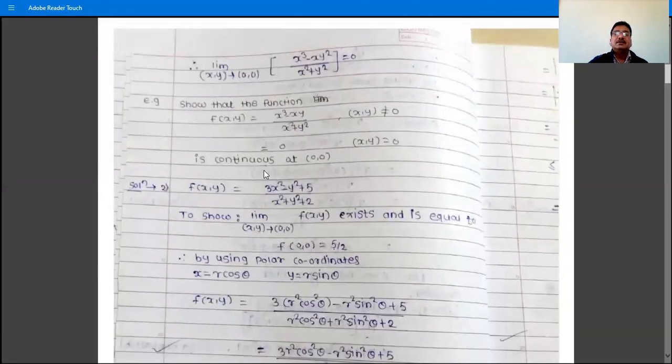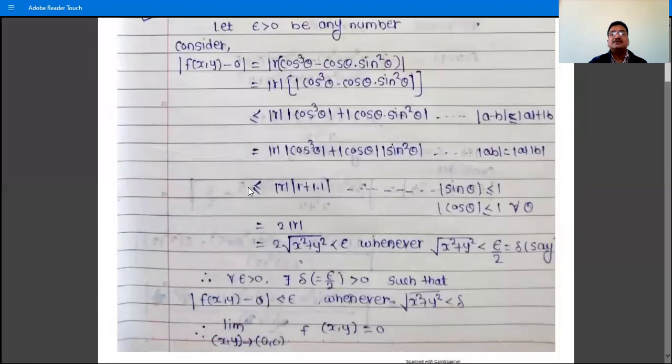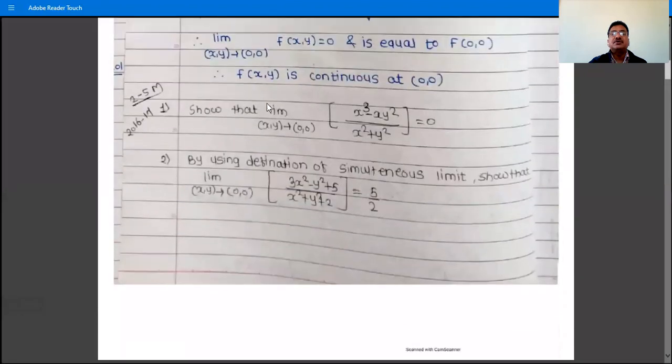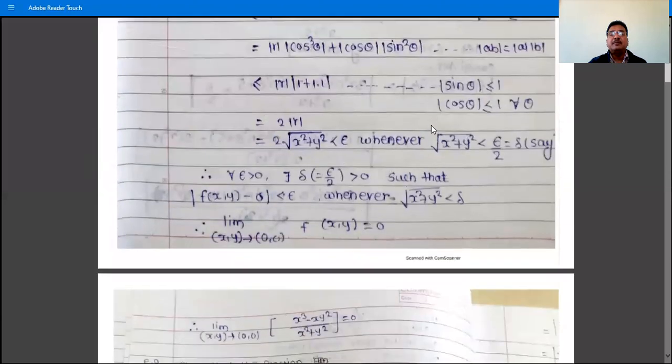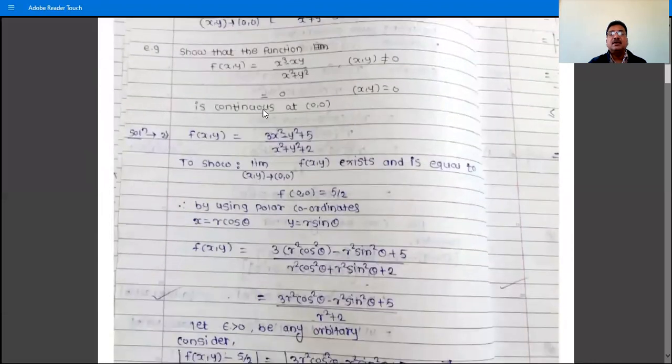And if the problem is for continuity, then just write one more sentence, that limit xy tends to 0 0 f xy is equal to 0 exists and is equal to f of 0 0, and therefore f xy is continuous at 0 0. That is, if the same problem is in this form, then write the same answer and write one more sentence, that limit of f xy exists and is equal to f of 0 0. So this is the second problem.